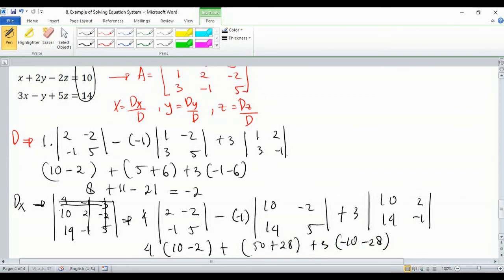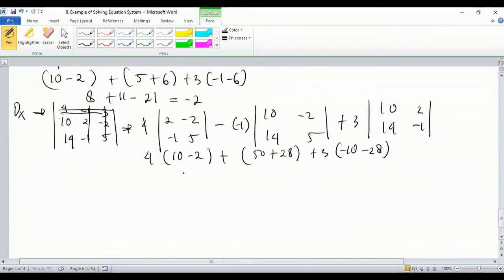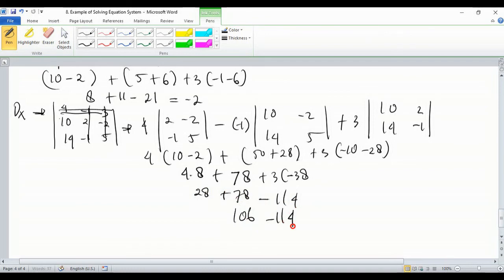So this result should be 4 times x plus 70x plus 3 minus 30x. Okay, this value is bigger. 28 plus 70x minus 4, 9, okay, 11. So 70x, 6, 7, 9, 10, minus 114. So this result is minus x, right?